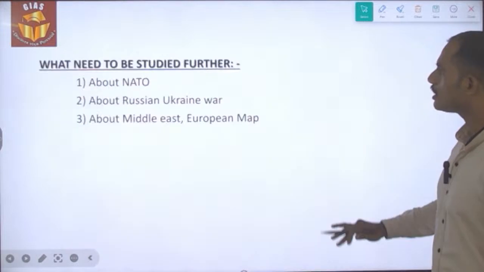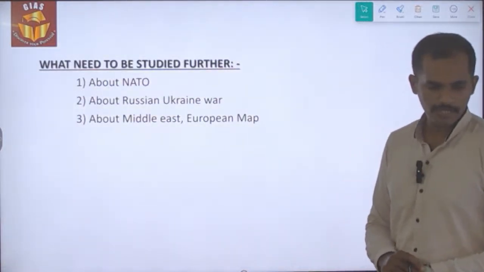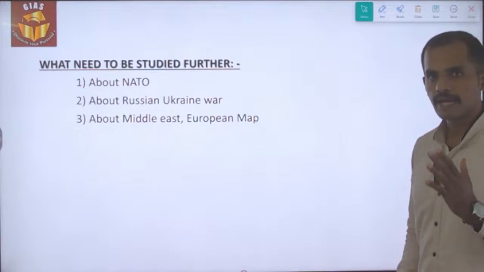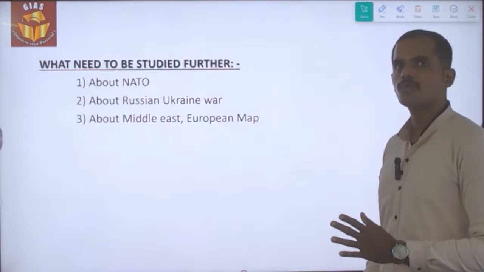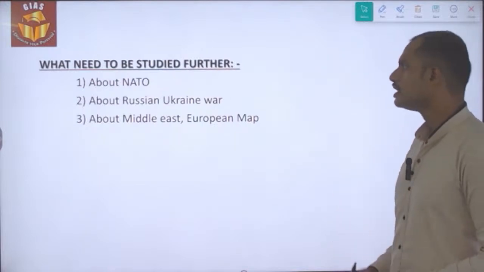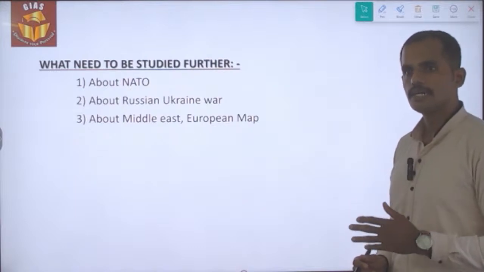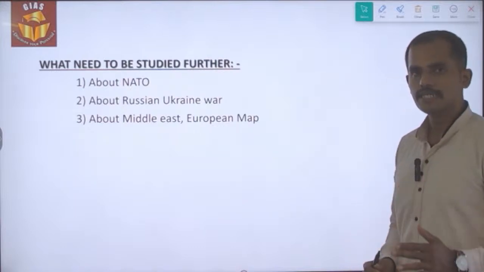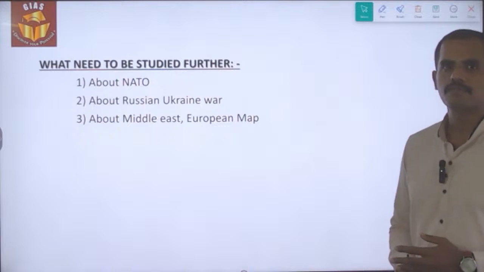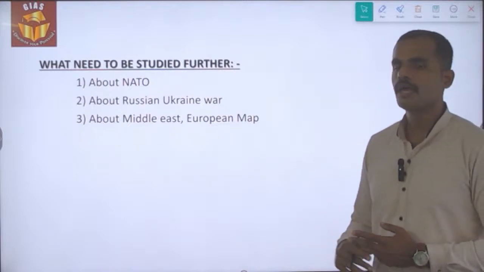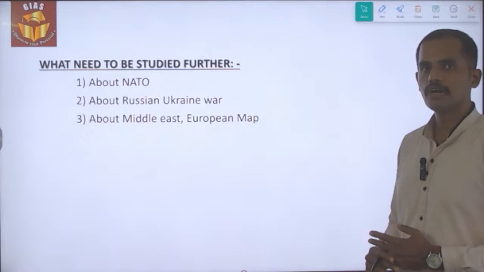So what are all the things which we need to be further aware of? We should also know what NATO is, what its mandate is, what its structure is, and which countries are members of it. Secondly, we should also be aware of the Russia-Ukraine war. Thirdly, we should also be aware of the Middle East as well as the European map. So these are the other things which we need to be further aware of. And with this, we have reached the end of this topic.